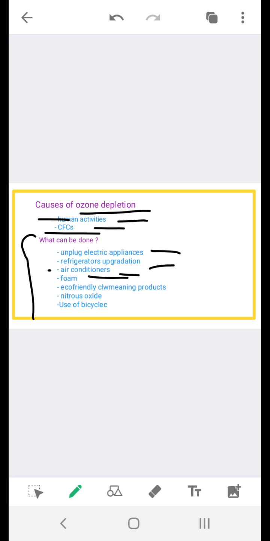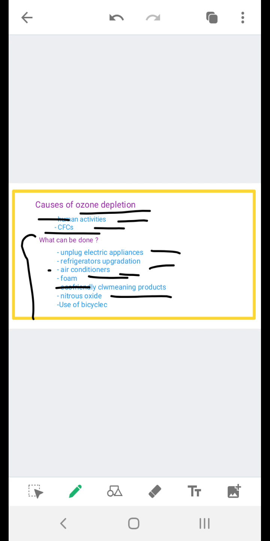Foam also contains CFCs. It should be used as little as possible. So the same is the case with foam. We need to reduce the use of foams too. Number five, the cleaning products used in our homes contain toxic chemicals that affect the ozone layer. These should be replaced with eco-friendly and natural cleaning products. So we need to replace the toxic chemicals which are used in cleaning products with eco-friendly chemicals and cleaning products.